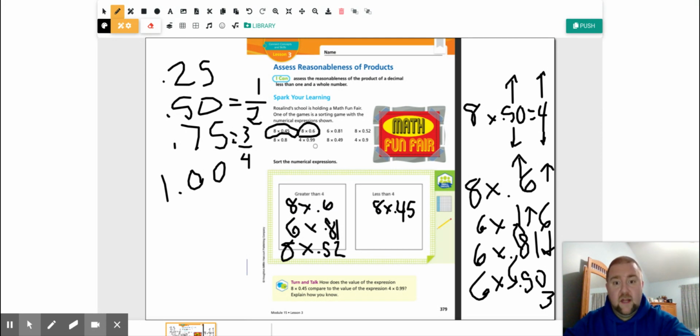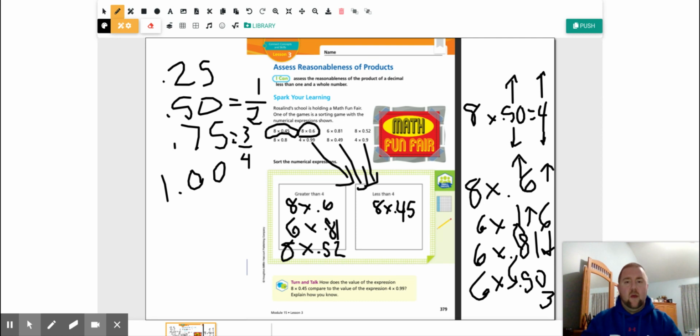4 times 99 hundredths. This is a fun one to look at because 99 hundredths is close to 1. And we know that 4 times 1 equals 4. But this is less than 1, so it would be less than 4. Same idea here: we know that 8 times 50 hundredths is 4, so 8 times a number less than that would be less than 4. And then this one, 4 times 9 tenths. Again, 9 tenths is close to a whole, but it's less than a whole. So 4 times less than 1 is going to be less than 4.